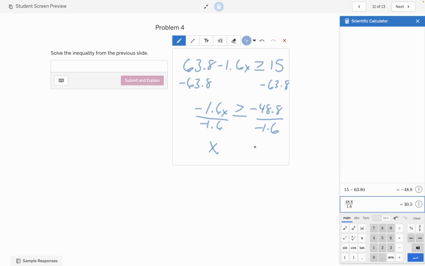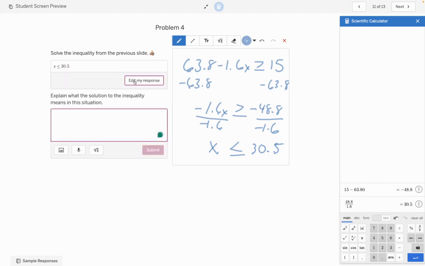So it doesn't matter. That's going to leave us with 30.5. But remember, we divided by a negative. If we divide or multiply by a negative when we solve, we have to flip the sign. And our answer is going to be x is greater than or equal to 30.5. And we hit submit, and we get a thumbs up.